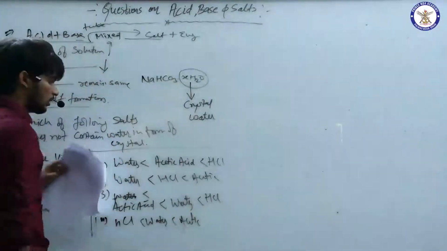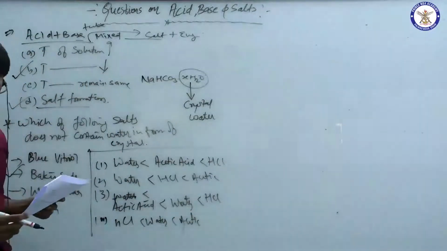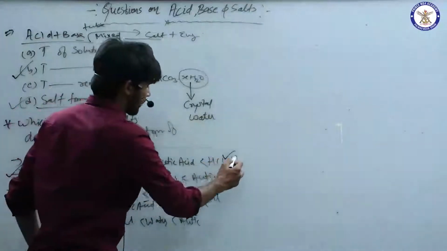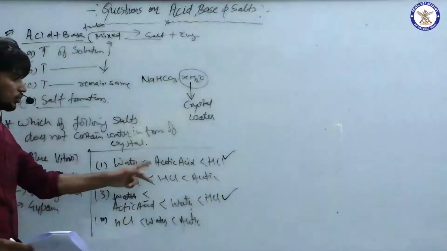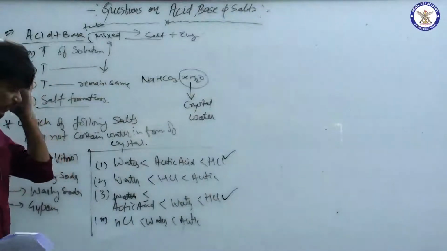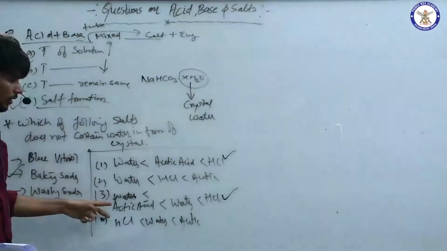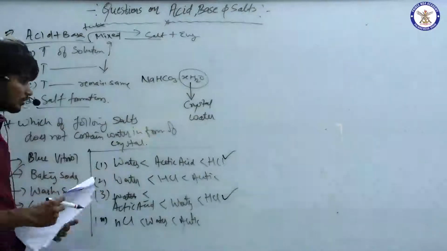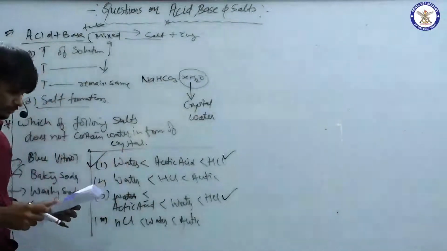So I know that HCl is one of the strongest acids. So this option may be correct and this may be correct, because in these two HCl is the strongest acid. Now I understand water is neutral and acetic acid is a bit acidic. So the right option will be the first one.